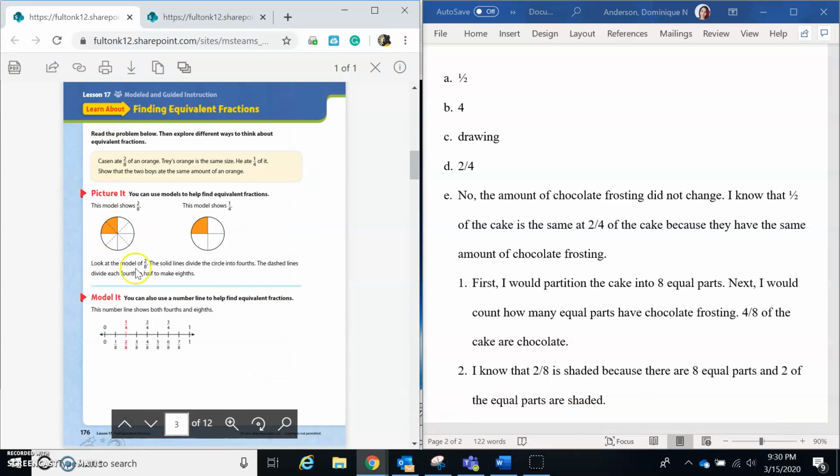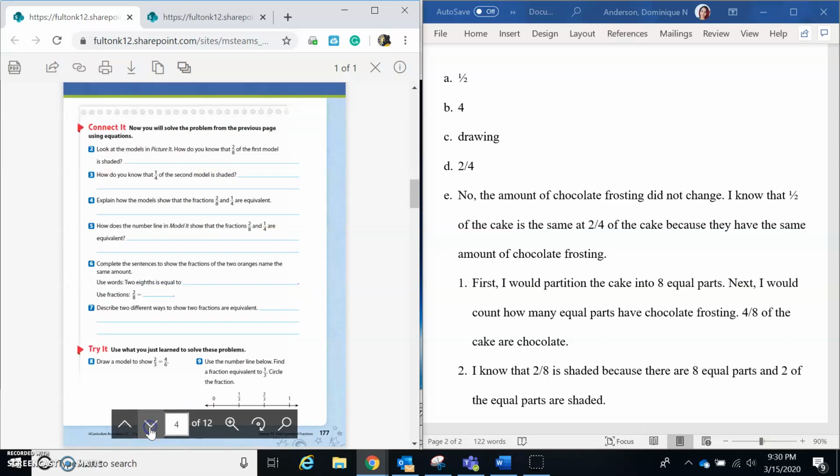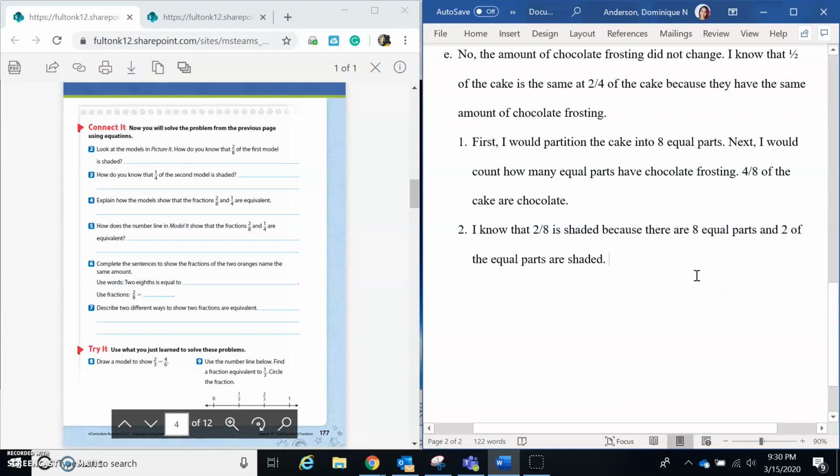So we're only looking here. So how do you know that this is equal to this? Well, if you look, they have the solid lines like the 4ths, and then they do the dotted lines to kind of show you the 8ths. But if we were to remove that, we just look from here to here, is that the same amount? Yes. So you did number 3 independently.